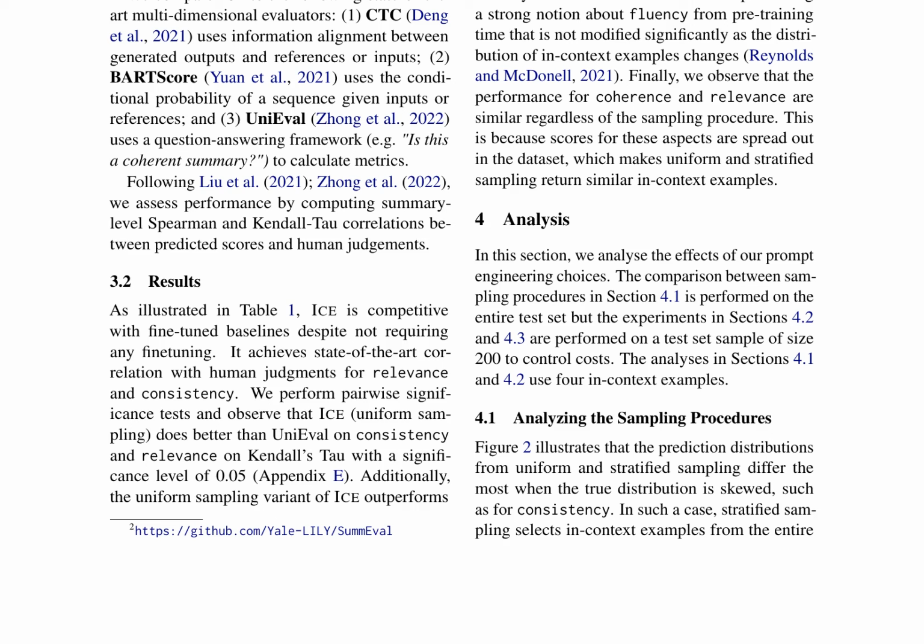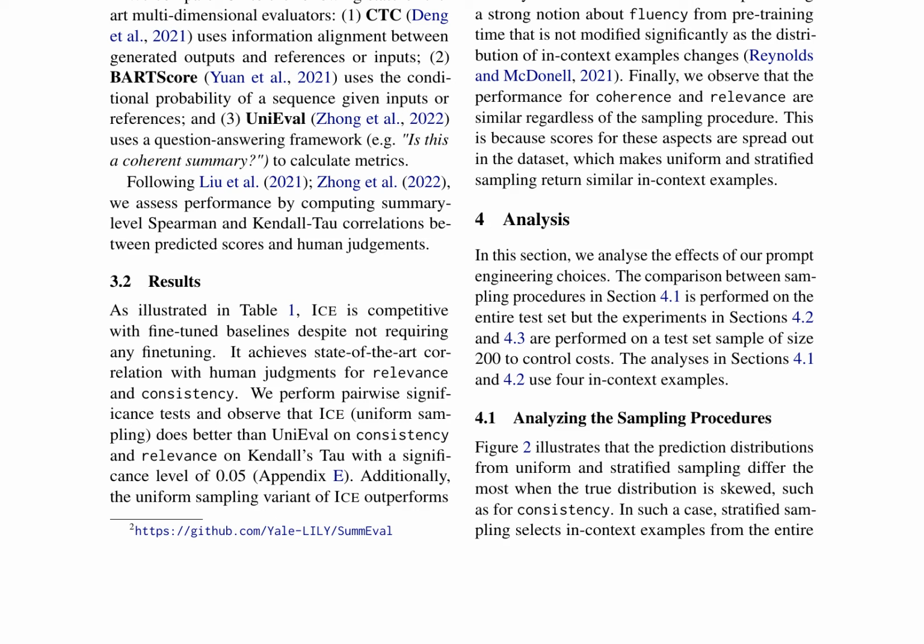The analysis also explores the distribution of scores for fluency, coherence, and relevance, and how they are affected by the sampling procedures. The authors find that fluency scores are quite stable, possibly due to the model possessing a strong notion about fluency from pre-training time. The performance for coherence and relevance is similar regardless of the sampling procedure, as scores for these aspects are spread out in the dataset.